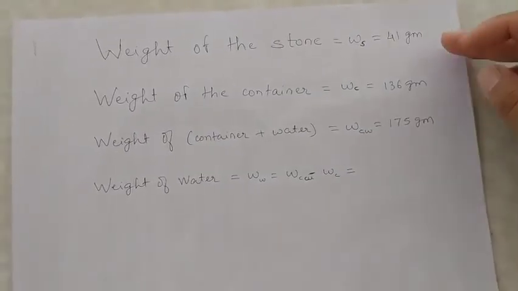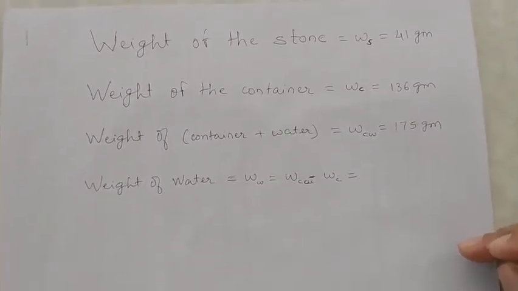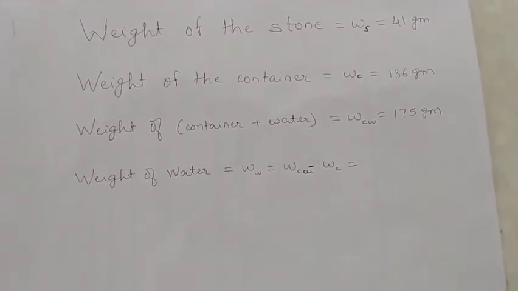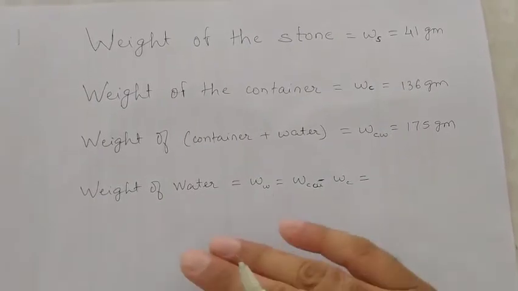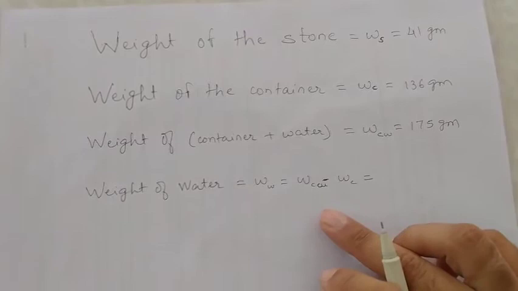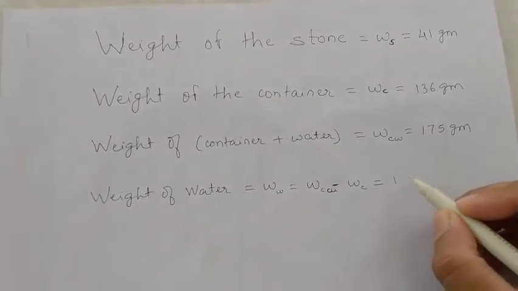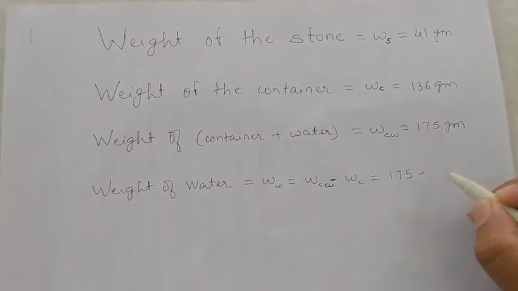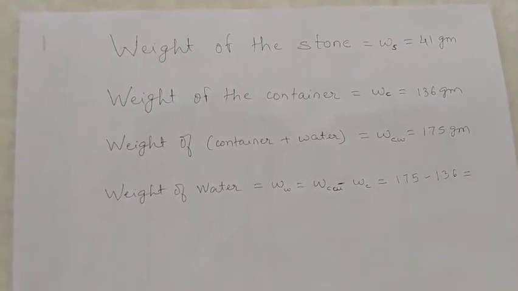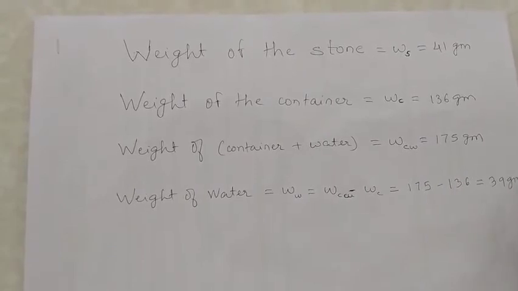Weight of the stone is 41 grams. Weight of the container is 136 grams. Weight of container and water is 175 grams. Now we will calculate the weight of water which is displaced, which is weight of container and water minus weight of container. So 175 minus 136. So this will give me 39 grams.